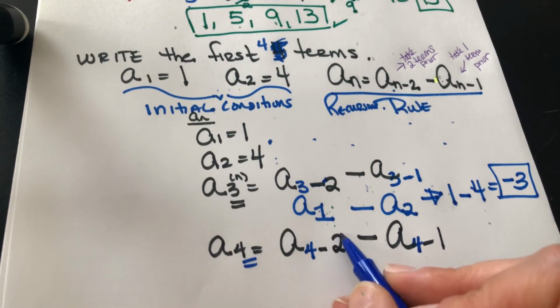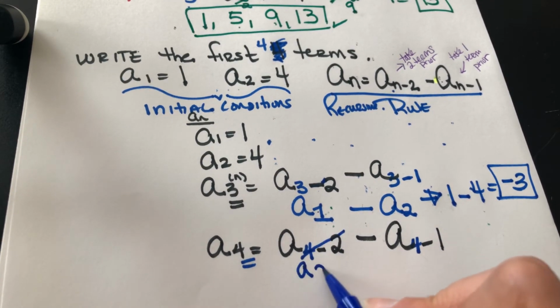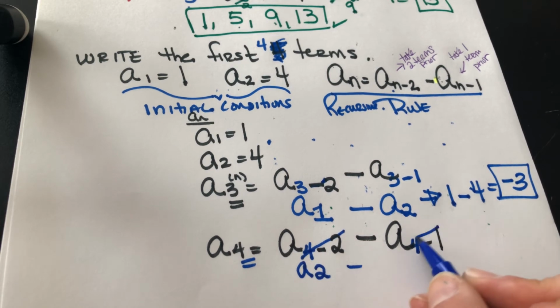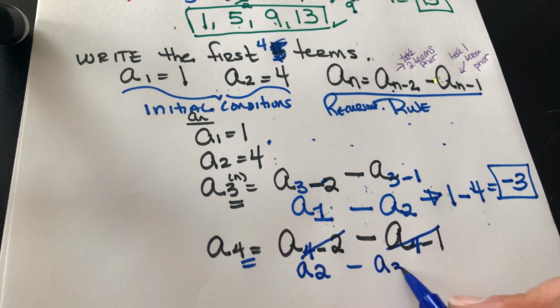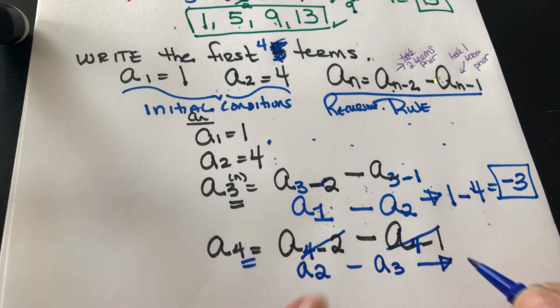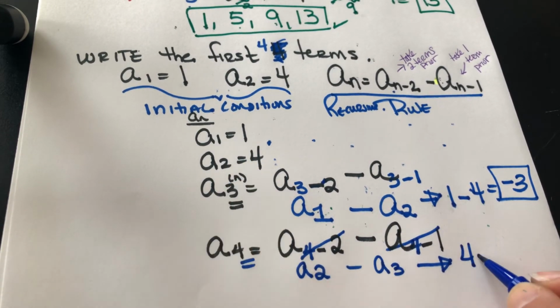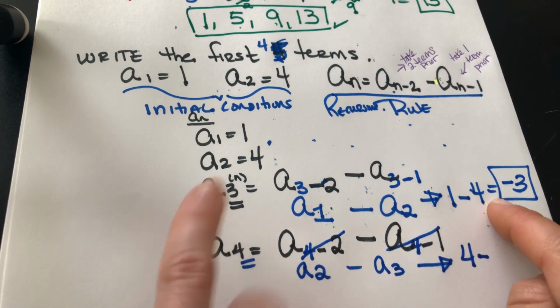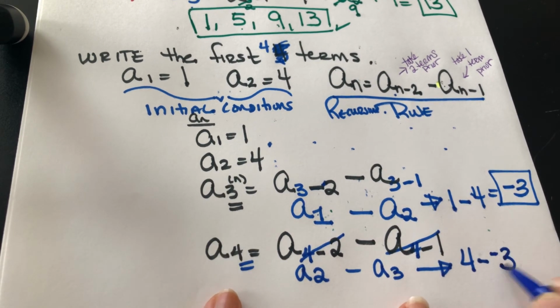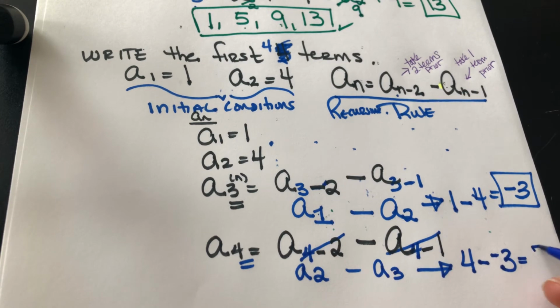Okay, so 4 minus 2 is your second term, minus 4 minus 1 is your third term. So what is a of 2's term? 4, replace with a 4, minus a of 3's answer is negative 3. And you guys get plus plus, so 7.